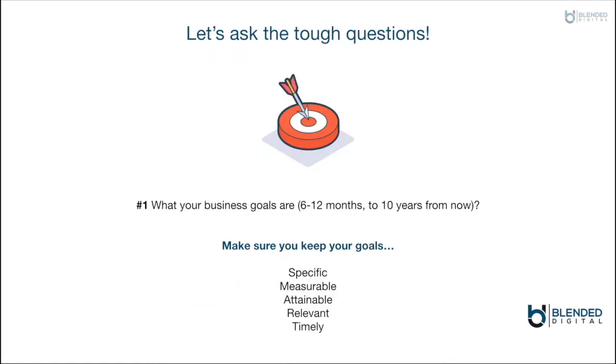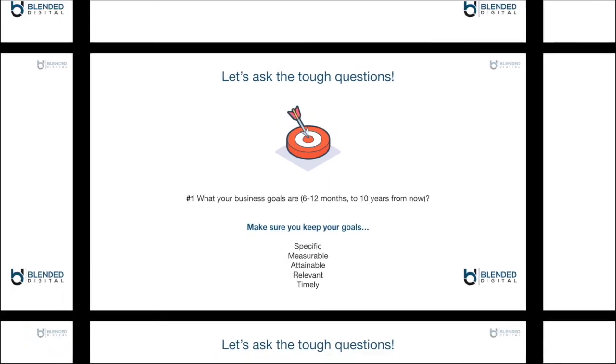So one of the tough questions, and probably the most important tough question I always ask from the very get-go, is what are your business goals? In 6 to 12 months to 10 years from now, whatever, what are they? A very simple way to set your goals is the SMART rule. The SMART rule is be specific, measurable, attainable, relevant, and timely.